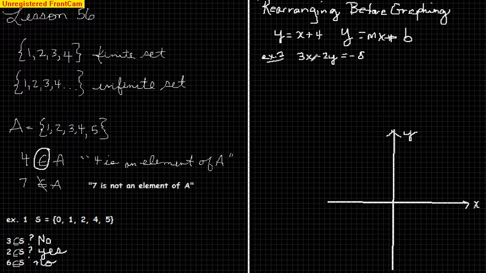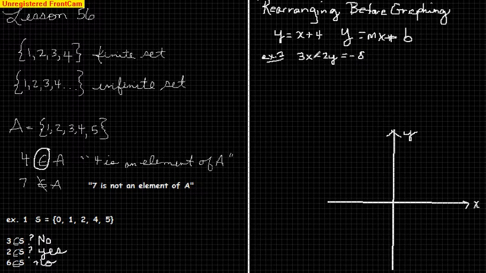So example 2, this is an equation of a line. We know it's going to be a line because it's a linear equation. The degree of it is 1. You figure out the degree of this term is 1, the degree of this term is 1, so you take the highest degree, it's 1. So this is a linear equation, so it's going to be a straight line.